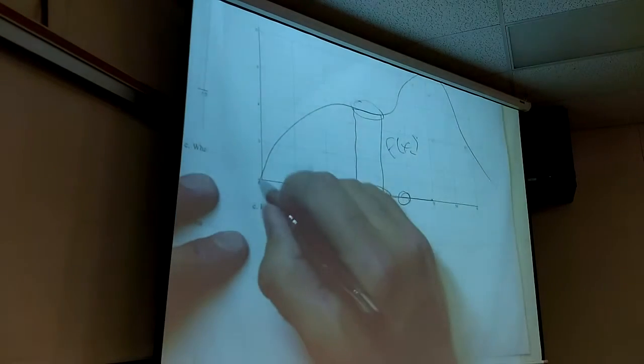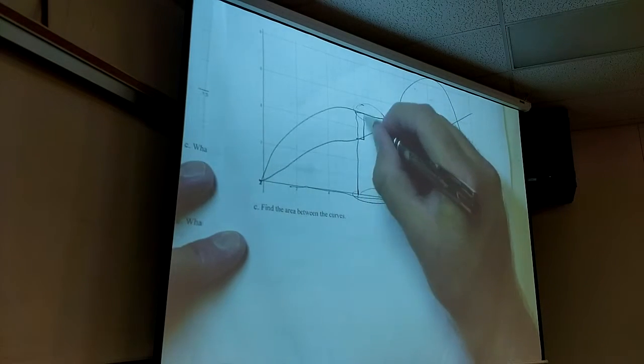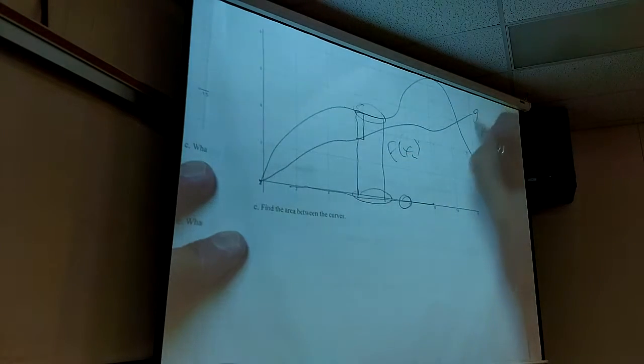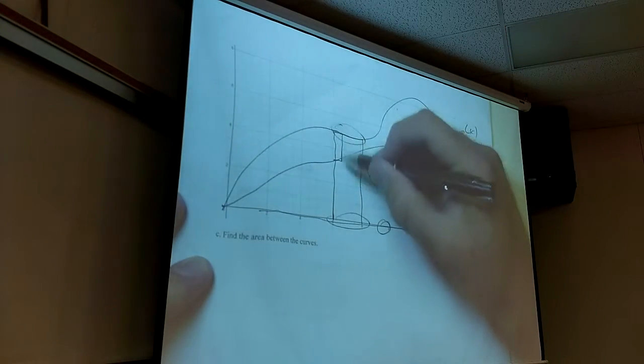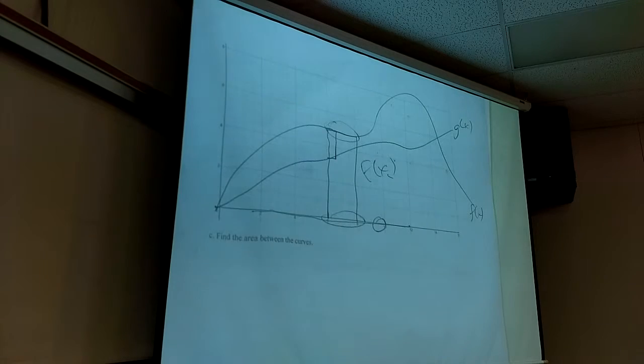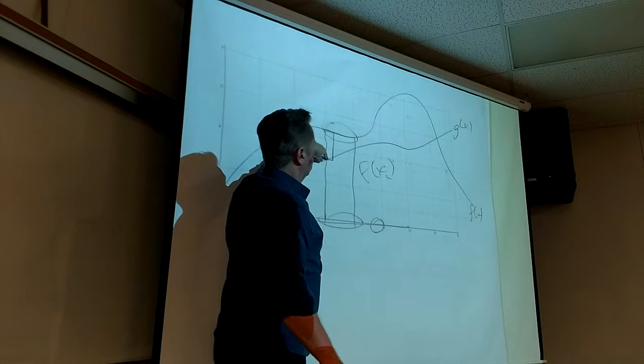But now if I want the area between two curves, what's the floor going to be? What's the height of that rectangle right there? What's the height of that guy? How tall is he? How tall is that rectangle right there? How tall is he?